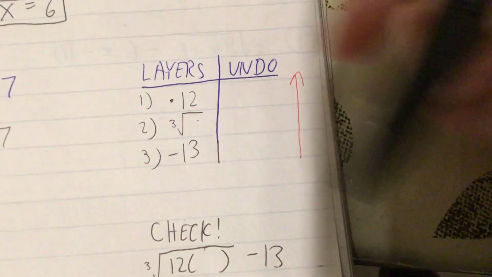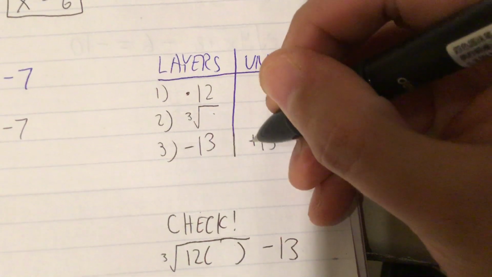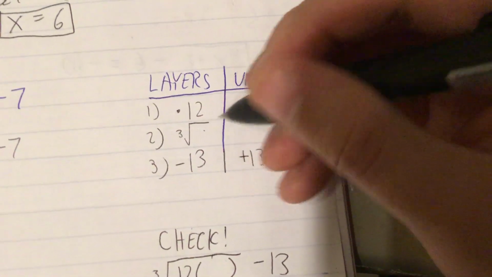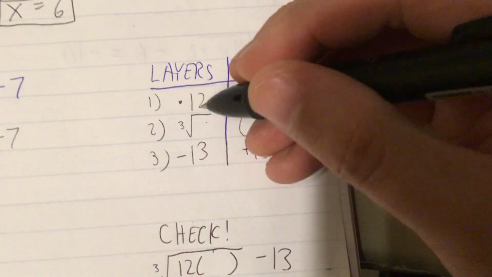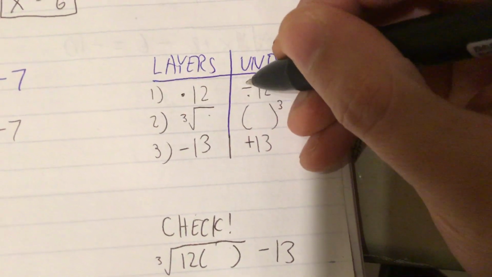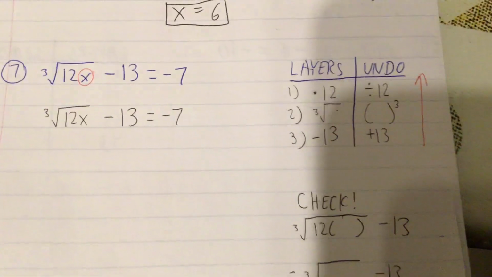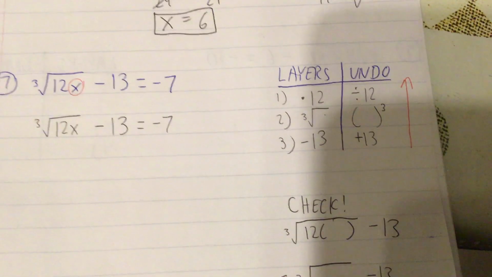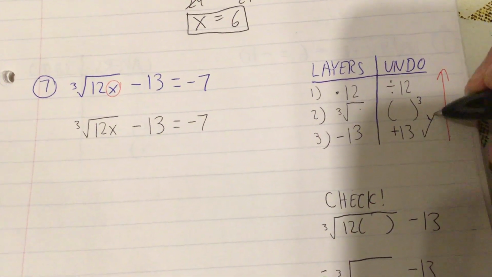So now, minus 13 has to be undone by adding 13 on both sides. Cube root must be undone by cubing both sides. And then times 12 must get undone by dividing both sides by 12. We have a plan. Let's stick to the plan. First things first, I'm going to add 13 to both sides.